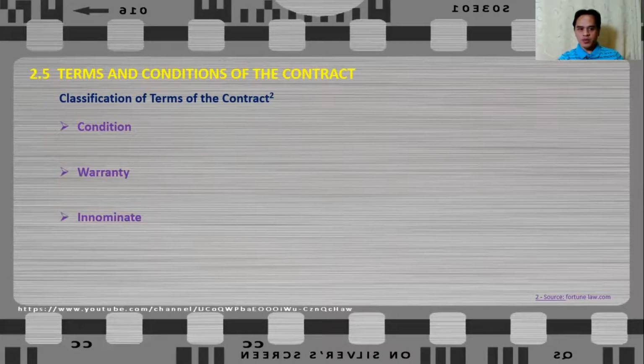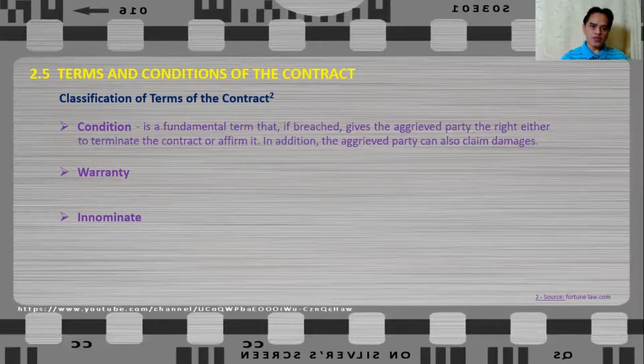Now, there are also classifications with regards to the terms of contract. What are these? These terms of contract can be classified as a condition, a warranty, or innominate terms. Let us discuss each one by one. A condition is a fundamental term that, if breached, gives the aggrieved party the right to either terminate the contract or affirm it. In addition, the aggrieved party can also claim for damages. So this is the conditions of the contract.